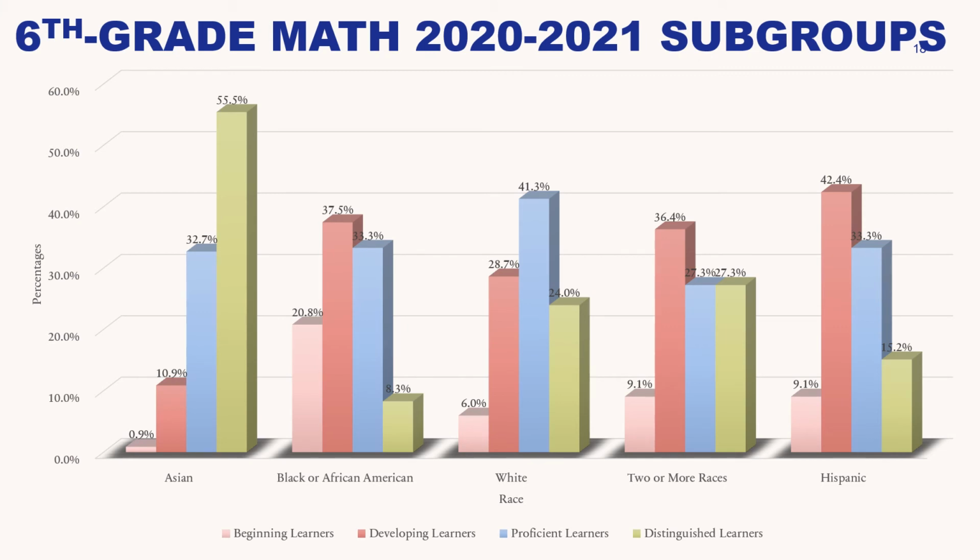So this is a closer breakdown of 6th grade math's subgroups when it comes to race, so Asian, Black, White, 2 or more races, or Hispanic. If you notice, 55% of the Asian population scored distinguished, so they definitely had the highest amount of students in that distinguished category. They're one of our higher achieving groups in 6th grade. Our Black students have the highest beginning learners at 21%, so they definitely are one of our bigger struggling groups. In addition, Hispanic learners have the highest in that developing learners category at 42%.